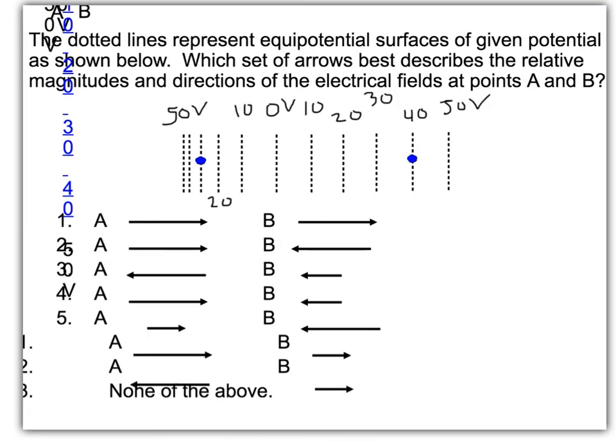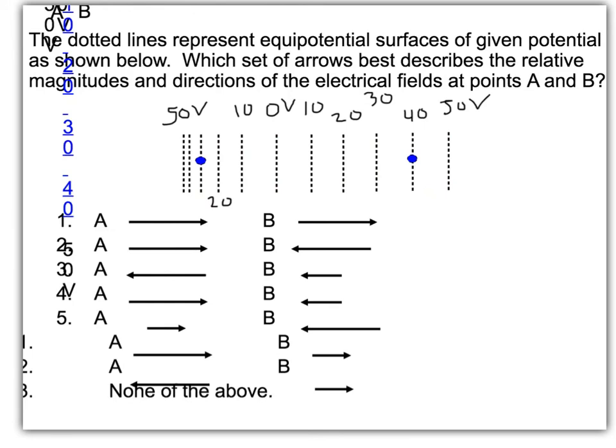Let's try this problem here. Now, in this one, the dotted lines represent equipotential surfaces with a given potential value as shown below. Let me clarify this diagram here. This equipotential surface here has 50 volts, and then they decrease by 10 volts. So it's 50, 40, 30, 20, 10, and 0, but then it increases again, 10, 20, 30, 40, and then 50 volts.